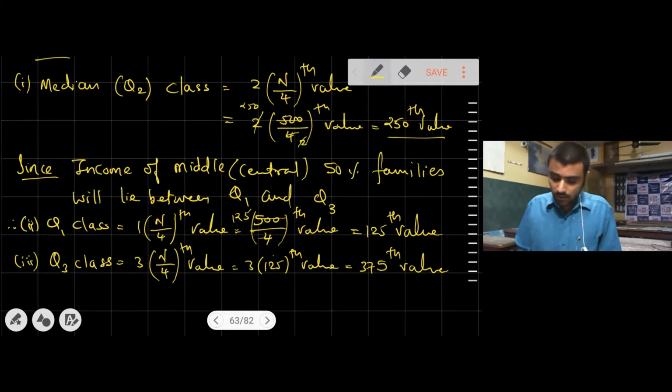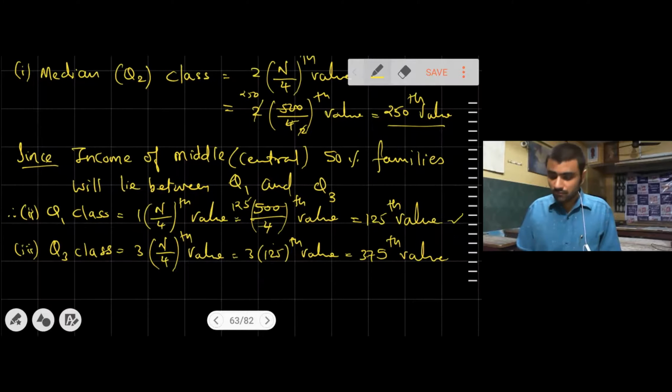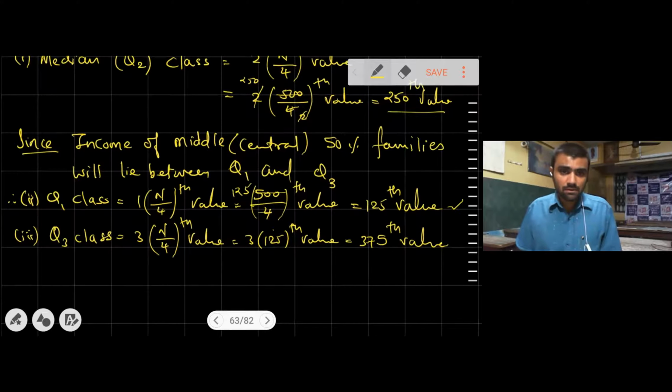Q1 class and Q3 class both. So Q1 class, that is 1 into N upon 4th value, that is 500 upon 4, that is 125th value. And for Q3 class, 3 into N upon 4th value, that is 3 into N upon 4, we found above as 125, so we can directly substitute 125. So 3 into 125, that is the 375th value. Just this basic need of ours we have completed.